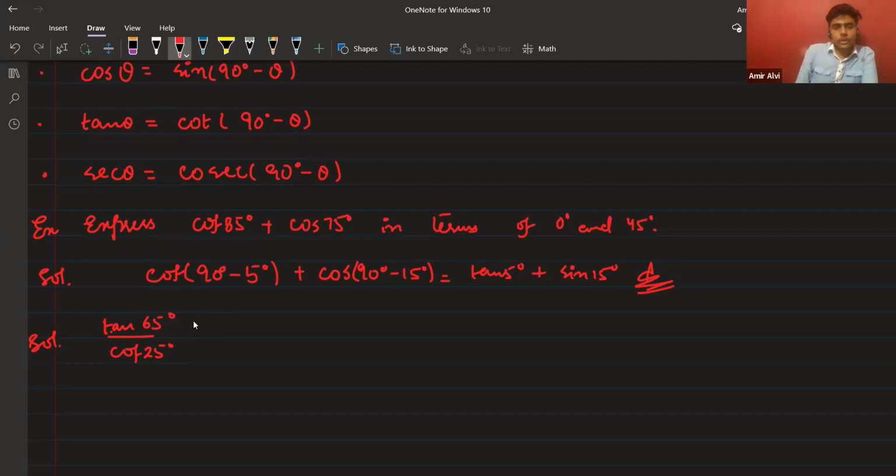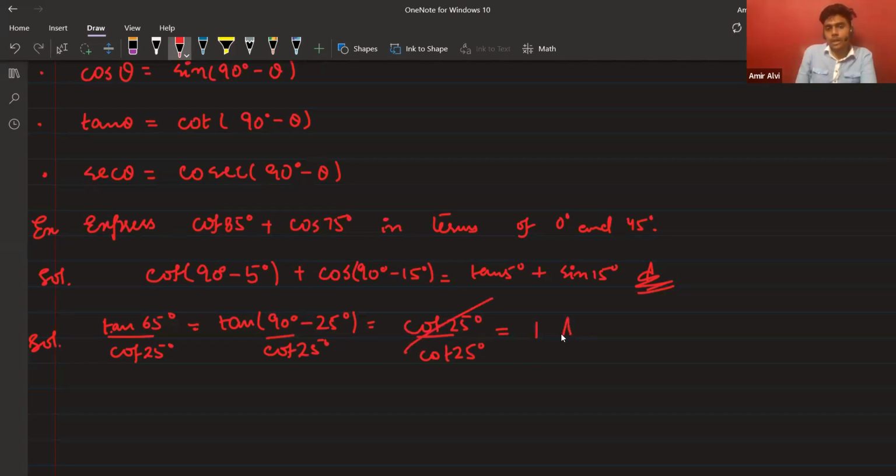Basically, Adil, you have done the right thing, but we have to find the value. Suppose if I write tan 65 as tan of 90 minus 25 degree, divided by cot 25 degree. Now tell me, is it tan 90 minus theta, yes or no? Yes, sir. So can we write it as cot 25 degree upon cot 25 degree? Yes, sir. So this will get cancelled and we have the answer.